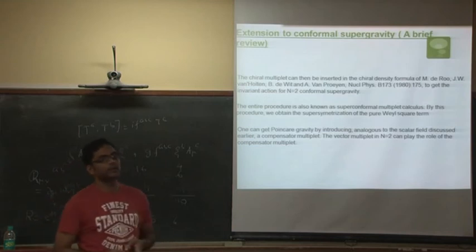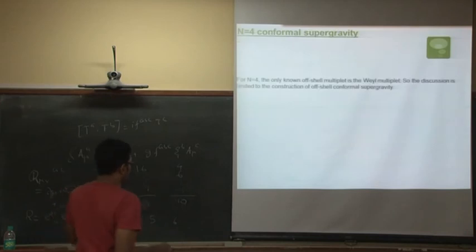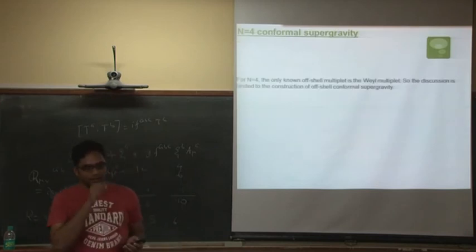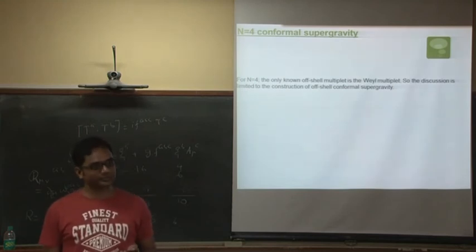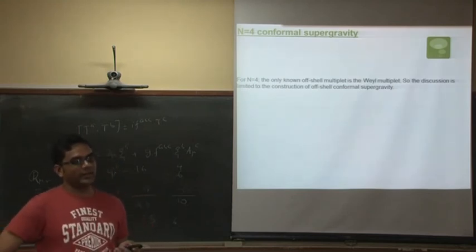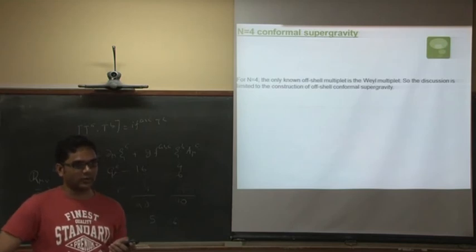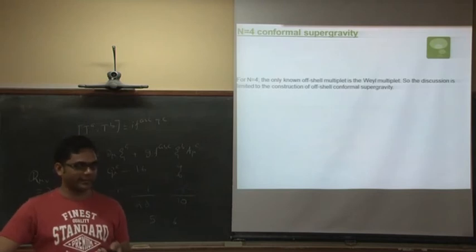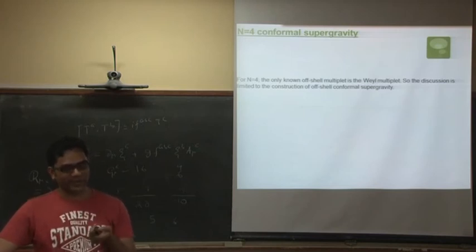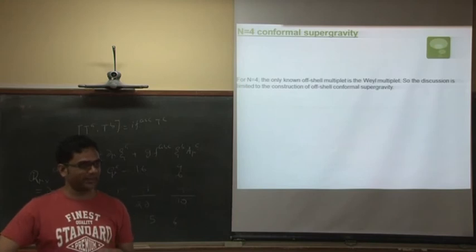And when you go to N equal to 4, there is no such understanding of this. We can only talk about conformal supergravity in N equal to 4. There is a vector multiplet in N equal to 4, but that is an on-shell vector multiplet. We cannot have an off-shell formulation; we can have only an on-shell formulation if we want to take into account the vector multiplet and use it as a compensator, and so on. If you are just interested in off-shell formulation, then only the Weyl multiplet is available.